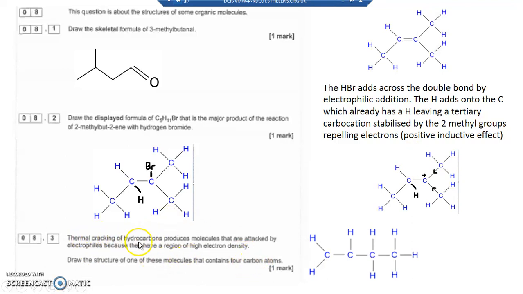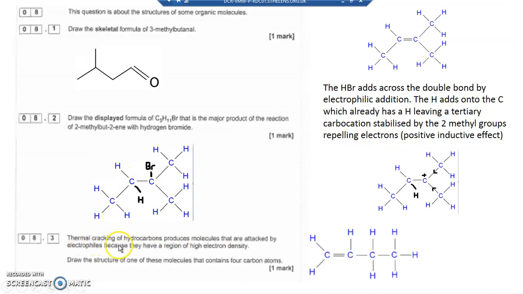Let's read through it again. Thermal cracking of hydrocarbons produces molecules that are attacked by electrophiles like HBr, because they have a region of high electron density. Draw the structure of one of these molecules that contains 4 carbon atoms. High electron density means it's got a double bond. That's another way of saying that it's got a double bond. And electrophiles like HBr will attack by electrophilic addition onto that double bond.